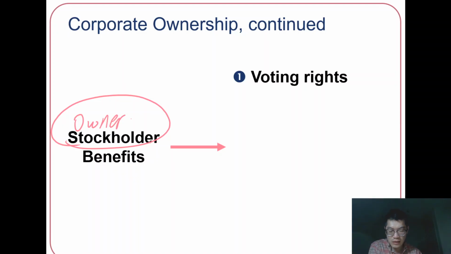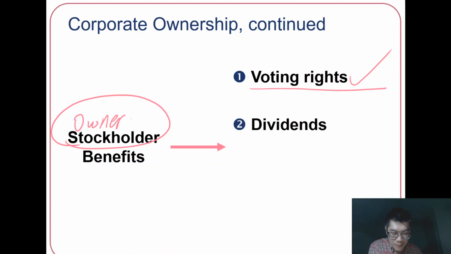So a stockholder is basically an owner of the company, and you have several benefits. First is voting rights. Voting rights means that if you own shares of stock in the company, you decide by voting who is going to be a member of the board of directors, who is going to be a member of the internal auditing committees, and so on and so forth. For those top management teams, you have the right to vote to decide who can sit in office.